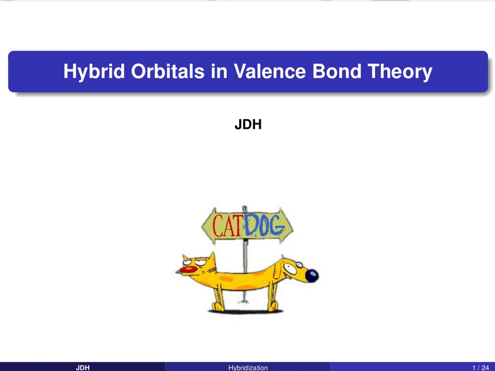Hi guys, in this video we are going to continue our discussion of valence bond theory, which provides this quantum mechanical description of bonding in atoms, between atoms and forming molecules. Specifically, we're going to be focusing on a very important concept, this concept of hybrid orbitals.